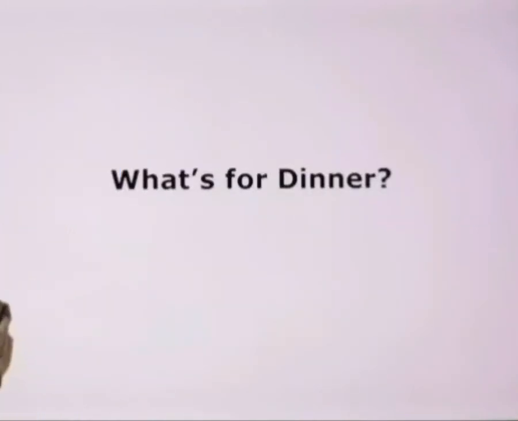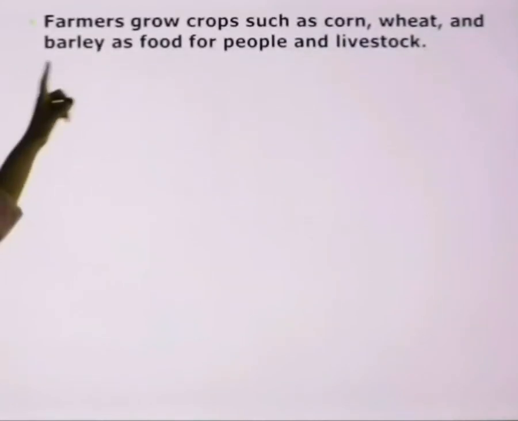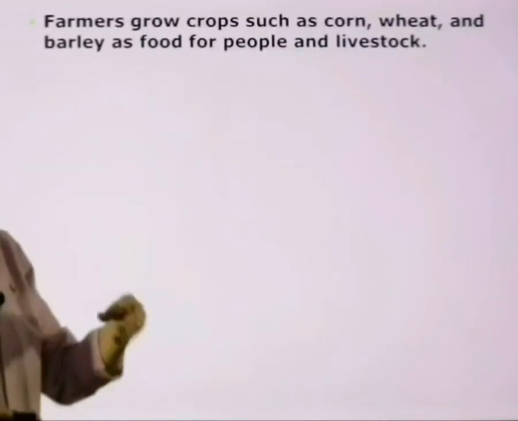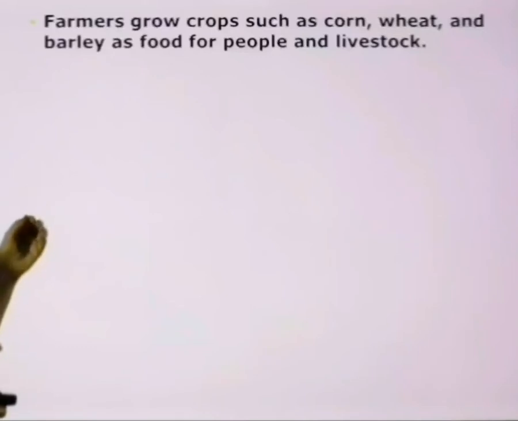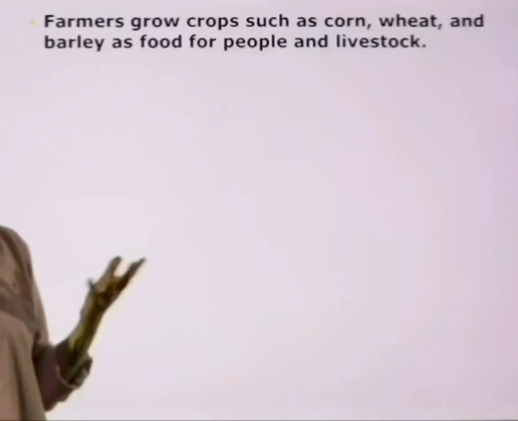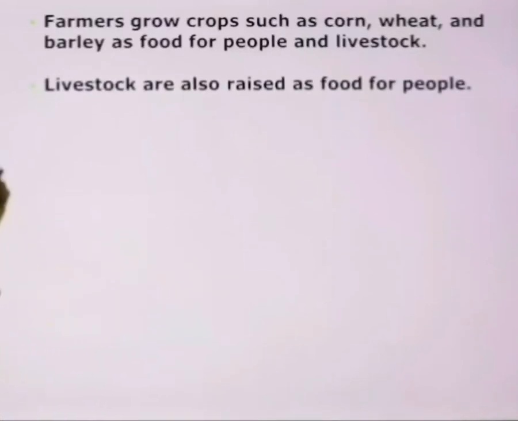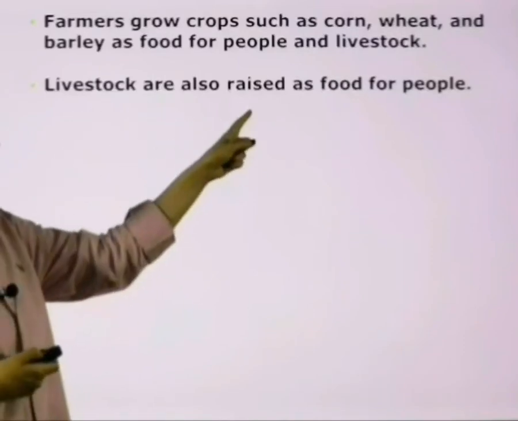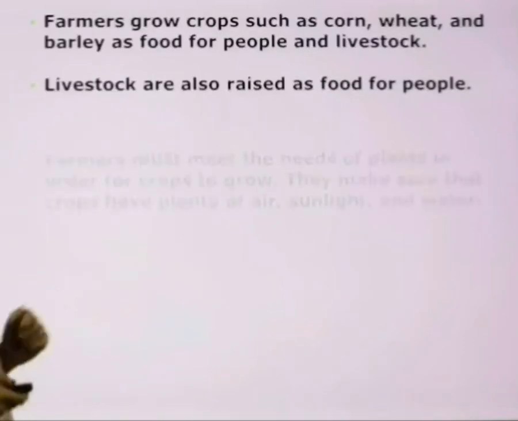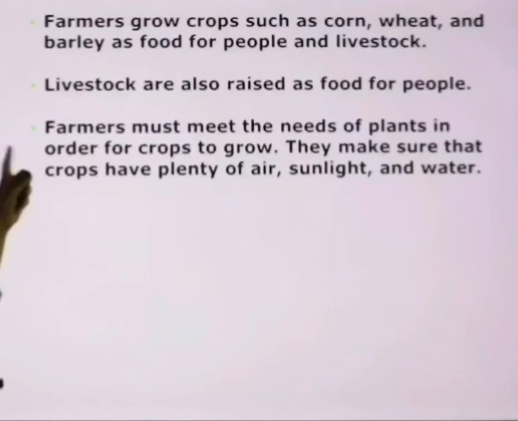What's for dinner? Let's see. Farmers grow crops such as corn, wheat, and barley as food for people and livestock. Livestock are also raised as food for people. What is livestock? Let's see.